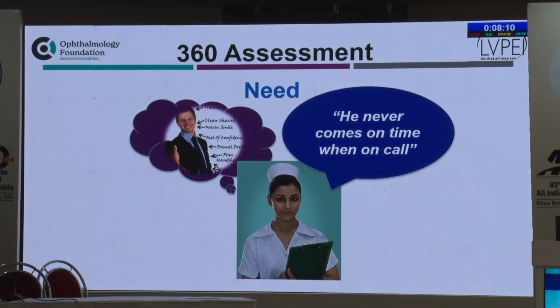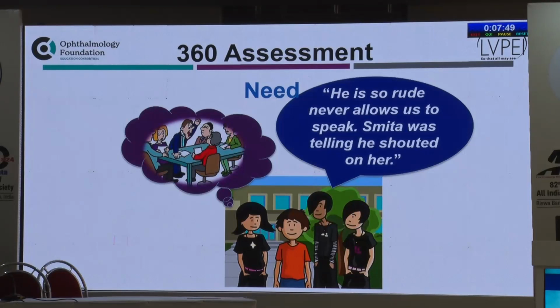Let us look at the case of a resident who was extremely well behaved, very well groomed. But if you talk to the nurse, she will say he never comes on call when he is on call, and your phone is always switched off, we have to call repeatedly. Let us look at the scenario of the boy who kept on raising hand, answering all the questions, and you find that the colleagues complain that he or she is rude, never allows us to speak, and shouts at other colleagues.